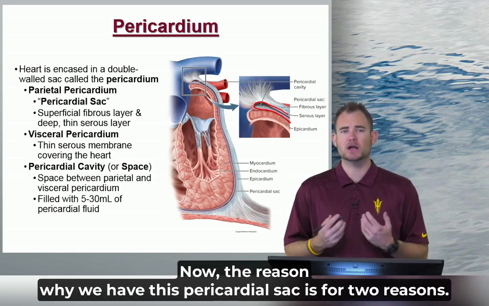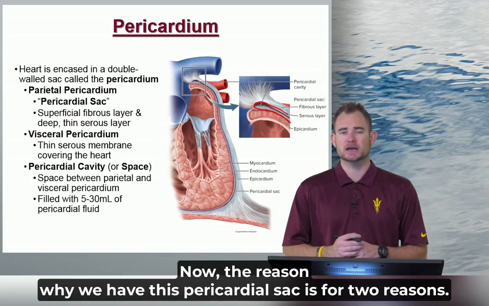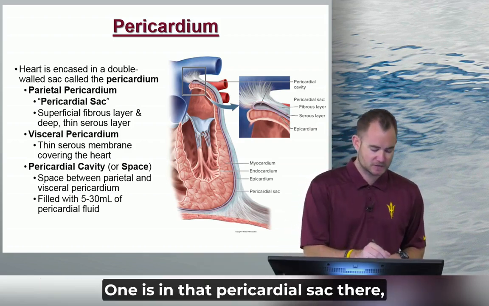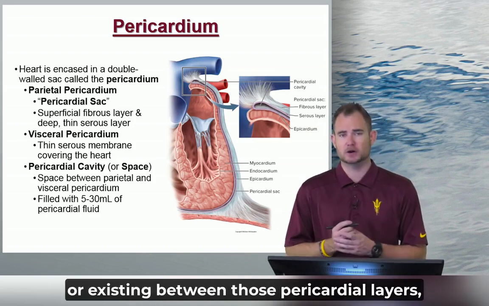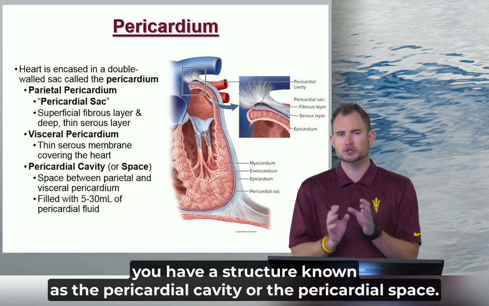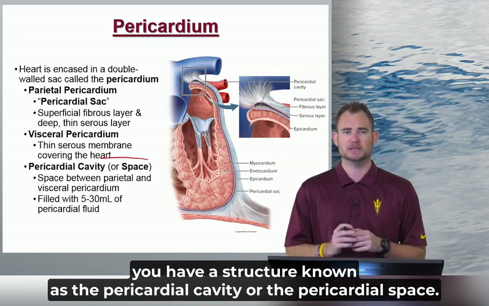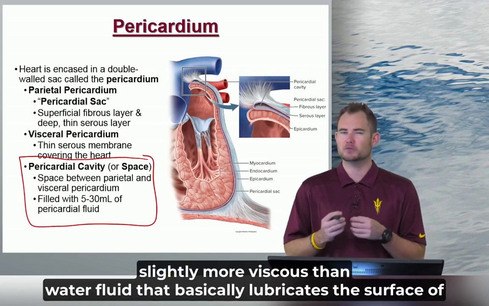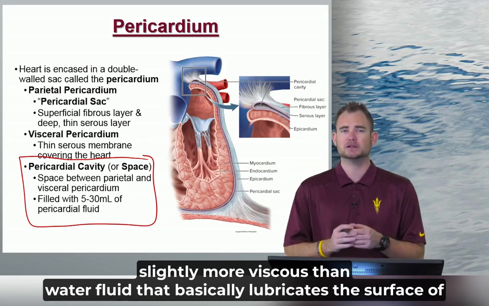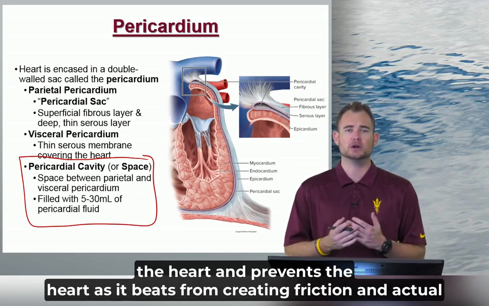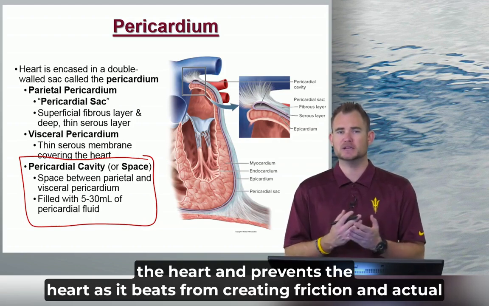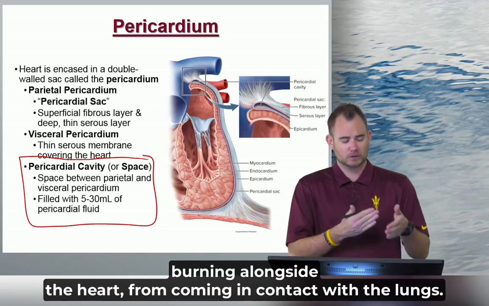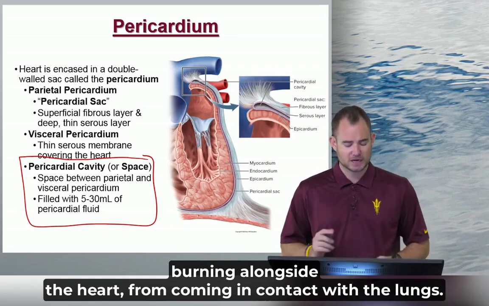Now, there are two reasons why we have this pericardial sac. One is that existing between those pericardial layers, you have a structure known as the pericardial cavity, or the pericardial space. In this space, you have a fluid. It's a serous fluid, slightly more viscous than water, that lubricates the surface of the heart and prevents the heart, as it beats, from creating friction and actual burning from coming in contact with the lungs.